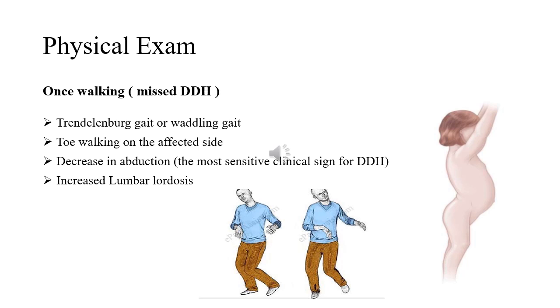Here you can see this sign, the decrease in abduction, which is a very important clinical sign for DDH at all ages. With the chronicity of the problem, i.e. if the DDH becomes chronic without treatment, you can get a fixed flexion deformity of the hip joint or a flexion contracture, which can lead to increased lumbar lordosis as well.